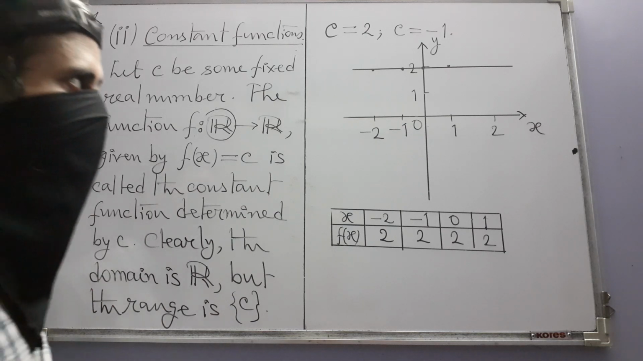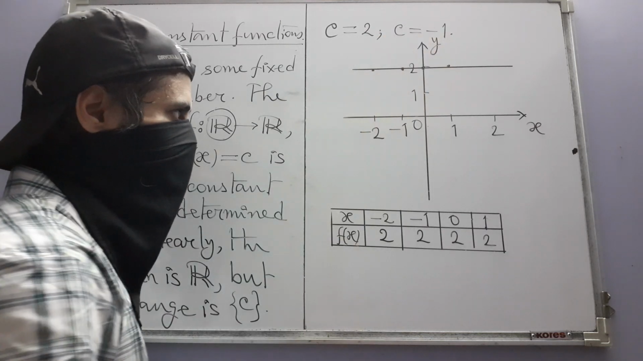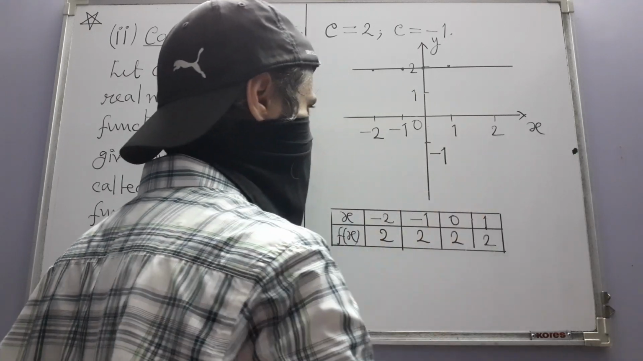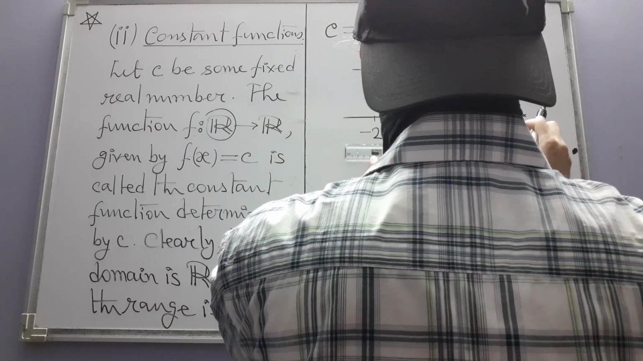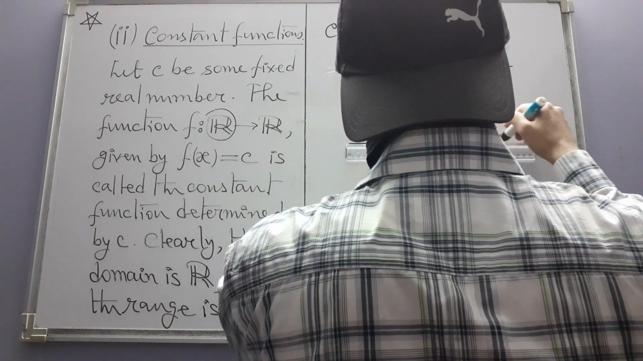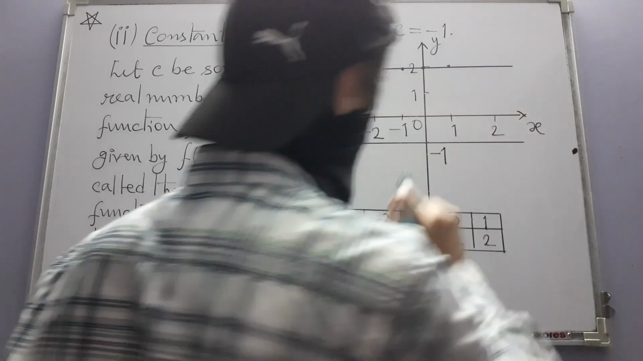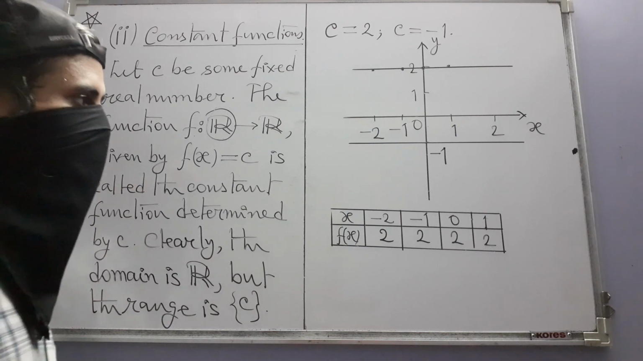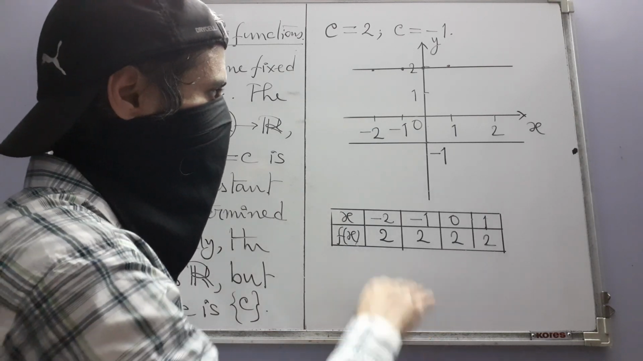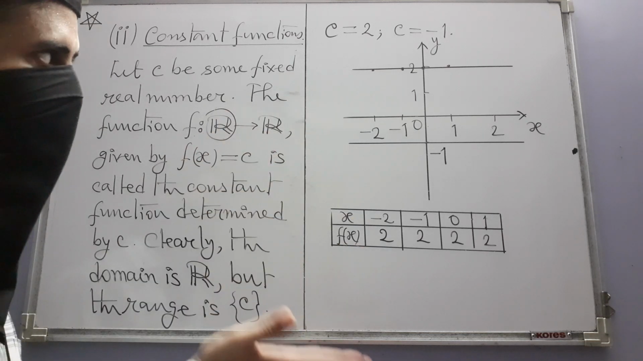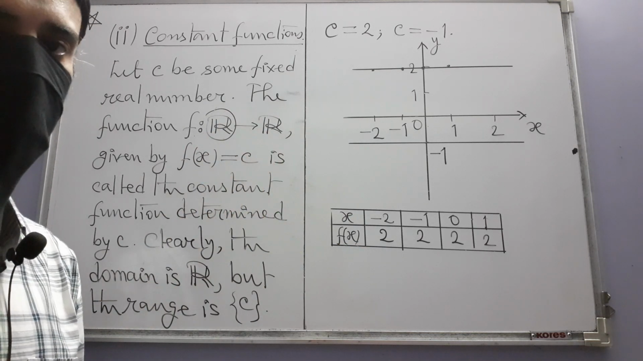In a similar manner, if you take c equal to minus 1, then the graph will be the horizontal line 1 unit below the x-axis. So for constant functions, the graphs are all going to be horizontal lines, and their positions will depend on the actual value of the constant.